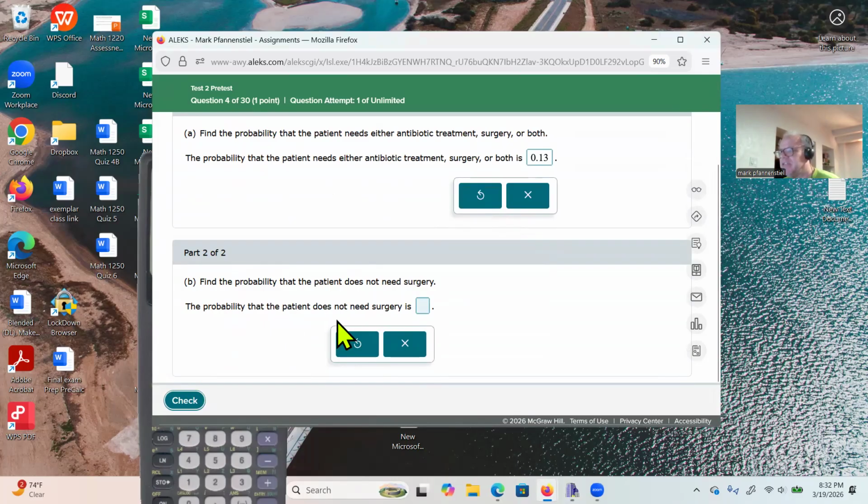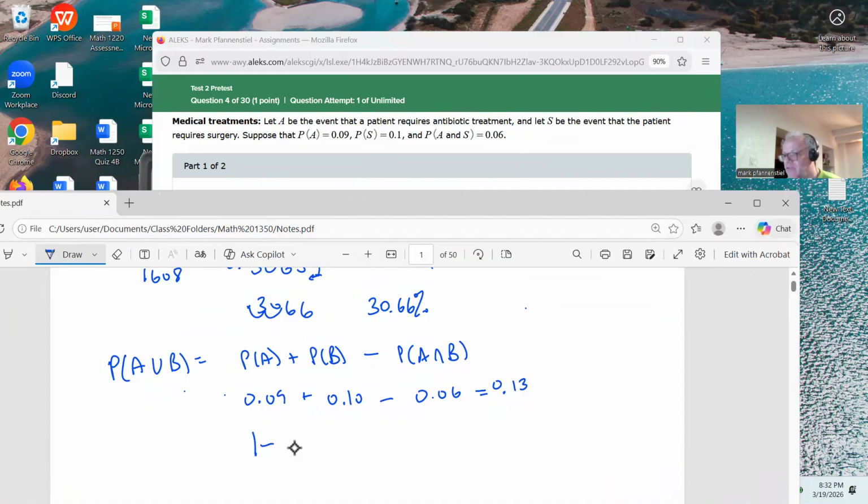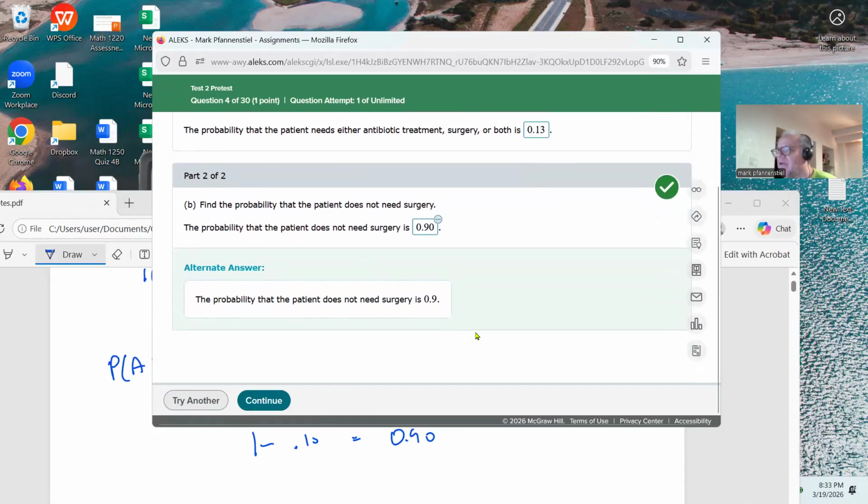Find the probability that the patient does not need surgery. Okay, so we don't need surgery if it's going to be 1 minus. So we know 1 minus 0.10. We can do it out on here, but 1 minus 0.10 I can do, right? You have a dollar. If something costs a dime, how much change do you get? We get 90 cents in change. Okay, so we have 0.90. All right. We'll check this guy, say hooray, and there we go. Okay. Your answer is correct.